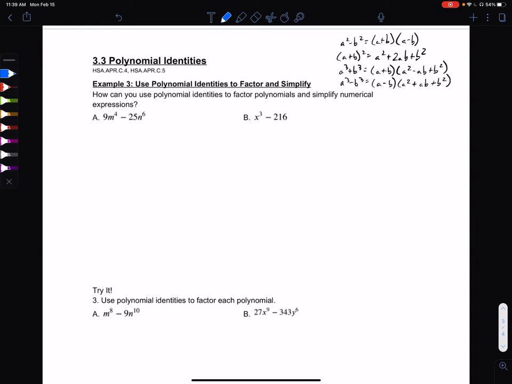So let's look at part A. We have 9m to the fourth minus 25n to the sixth. The first thing I would notice here is that this is a difference, and 9 and 25 are both perfect squares. So this is going to be the difference of squares, and that's the identity I'm going to use. That one would be this one here: a squared minus b squared equals a plus b times a minus b. So I'm going to write that out.